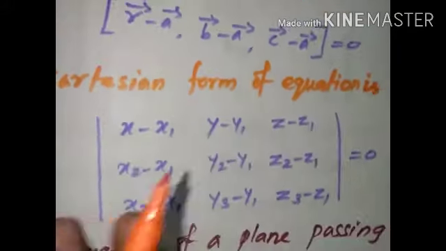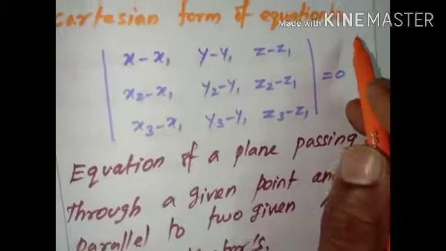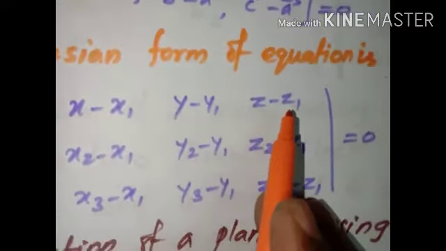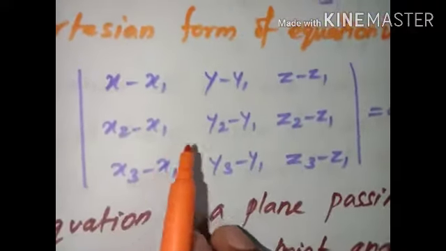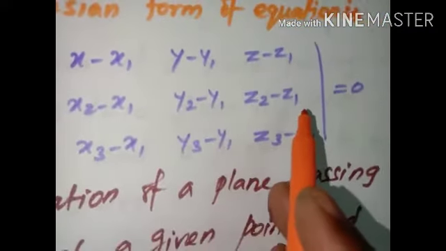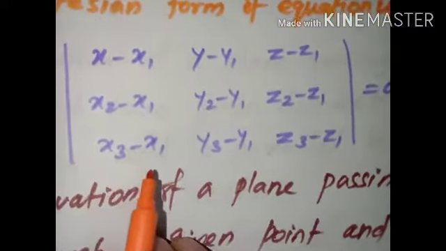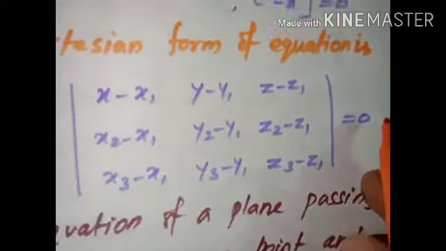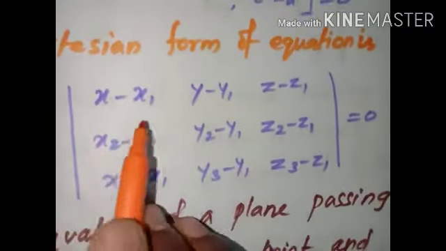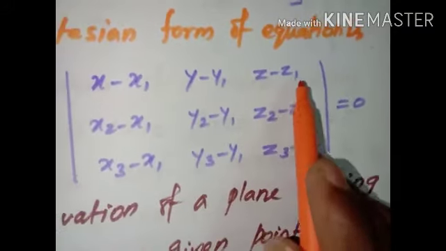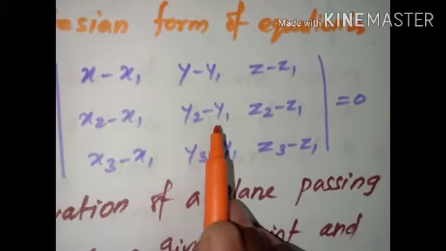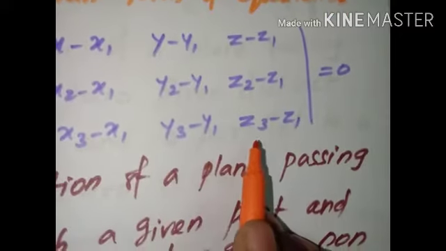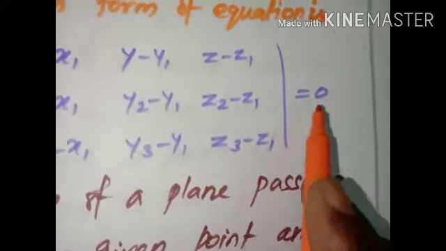And the Cartesian form of the equation, for the 3 points, is the determinant of x minus x1, y minus y1, z minus z1; x2 minus x1, y2 minus y1, z2 minus z1; and x3 minus x1, y3 minus y1, z3 minus z1 equal to 0.